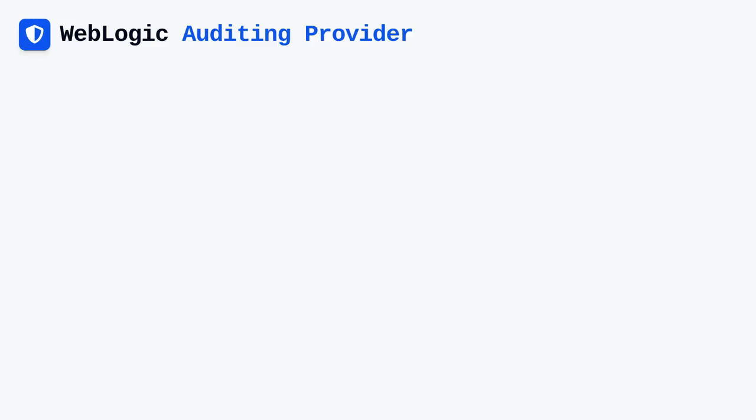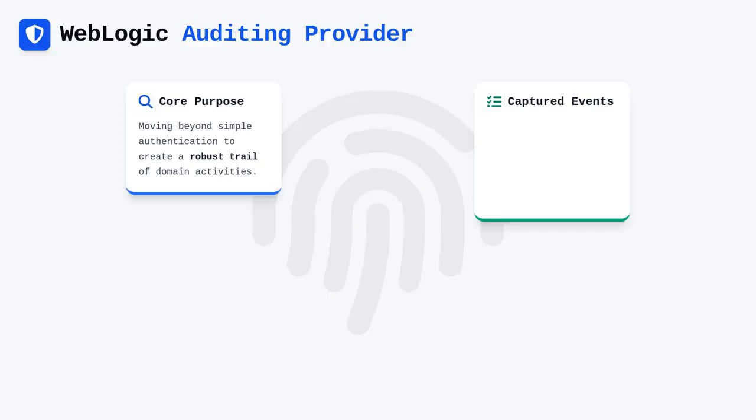Effective security in a WebLogic environment requires more than just authentication mechanisms. It necessitates a robust trail of what happens within the domain. The WebLogic auditing provider serves as the primary mechanism for capturing structural system events, security check results, and administrative actions. By default, this provider can be configured to record significant lifecycle events, such as when a user is added to a group or when a service target is modified.